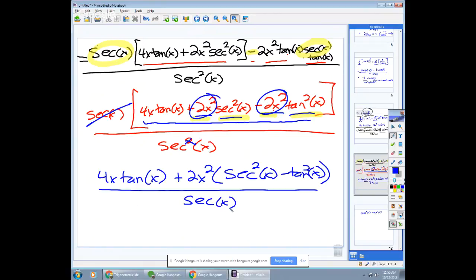So now, switching colors again. Boy, this was a good problem. Thanks for asking, Sam. Here we go. I have now 4x tangent of x plus 2x squared times 1, which is 2x squared, all over secant of x.